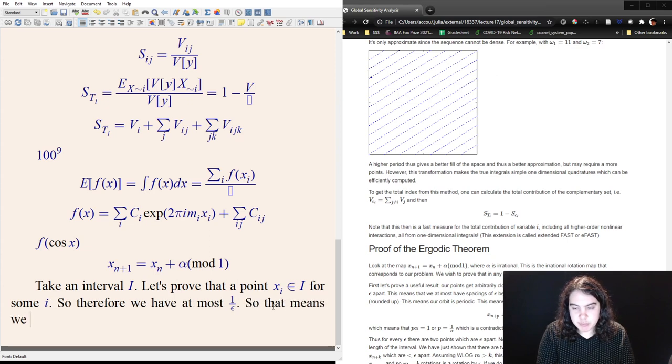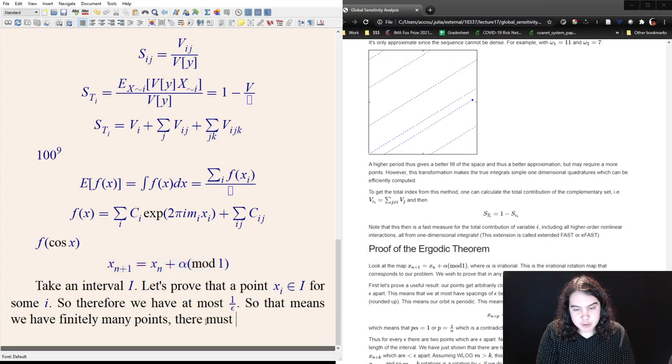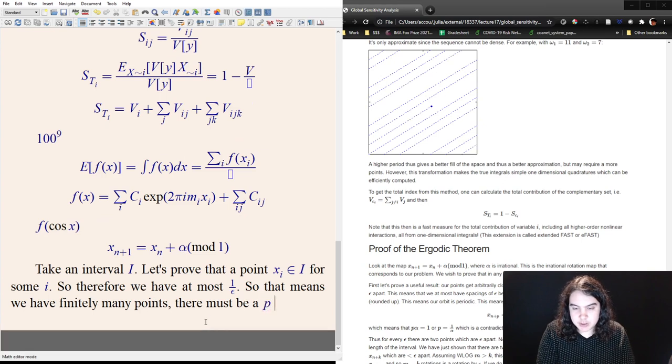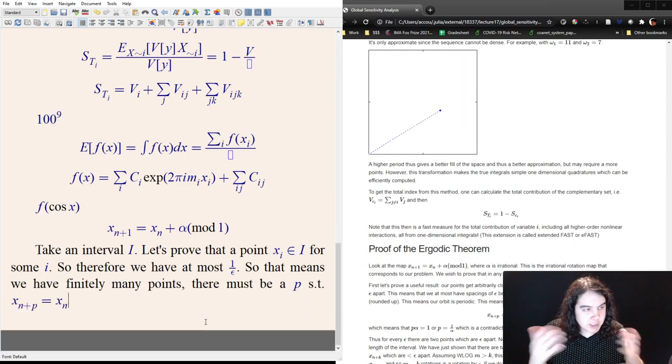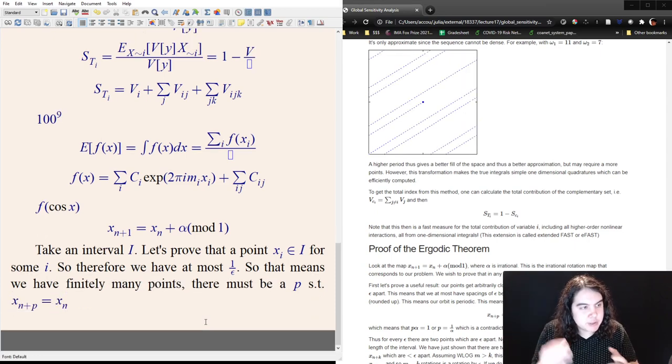That means we have finitely many points, right? Because we have 1 over epsilon points in the map that show up in our interval. So there must be a p such that x sub n plus p equals x sub n, right? Because we only have finitely many points before we end up hitting a point we had before. So now let's actually look at what the map would do to that.